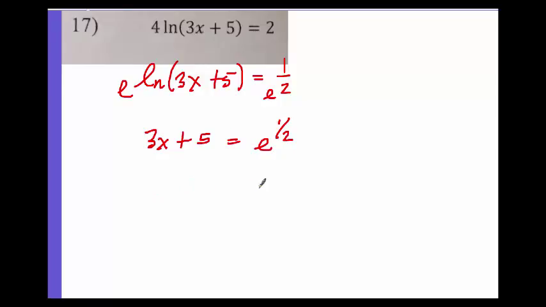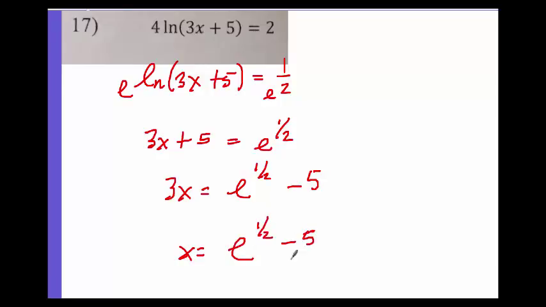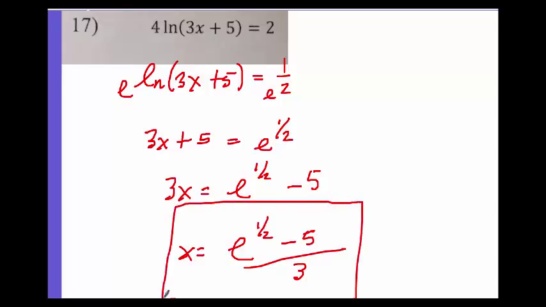And I can go ahead and move these things around and say 3x equals e to the 1/2 minus 5. And then x would equal e to the 1/2 minus 5, divided by 3. And since I don't have a calculator for this problem, that would be as far as you can go.